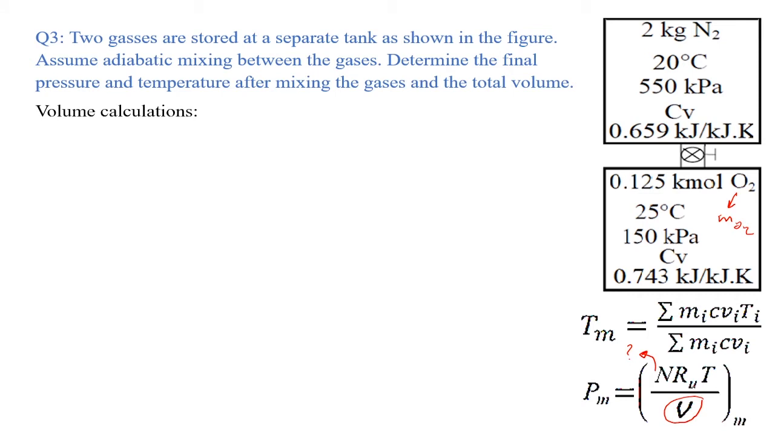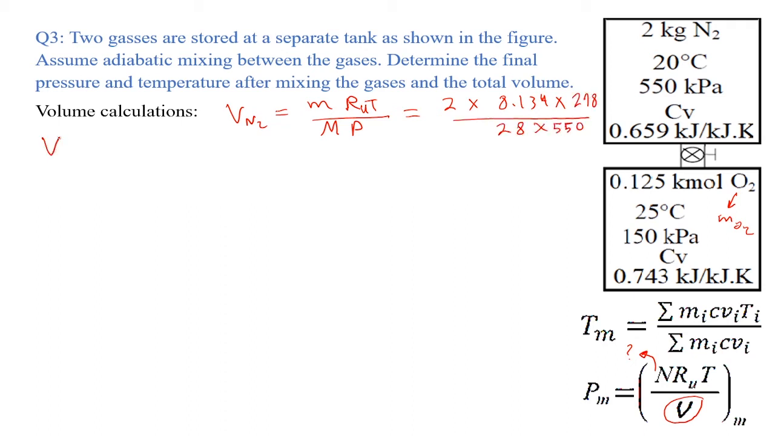So first we calculate the volume for nitrogen from the ideal gas equation. V equals mRT divided by pressure. Since we don't know the gas constant for nitrogen, we use the universal gas constant and divide by the molar mass for nitrogen. In this case, the mass of nitrogen is given as 2 kilogram. The universal gas constant. The temperature we have to convert from degrees Celsius into Kelvin. So the volume of nitrogen is 0.322 meter cube.